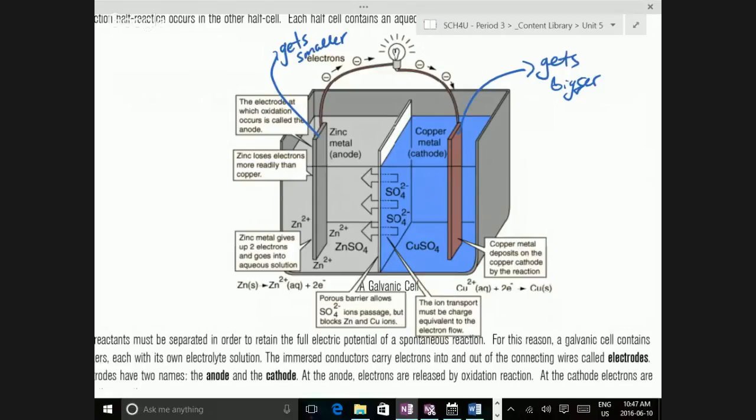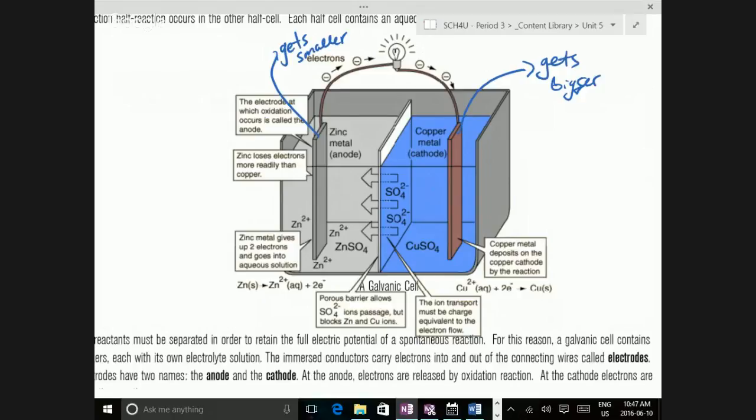so that it will allow sulfate ions to deposit on one side and remove from the other. Does that make sense? So this allows a constant flow of negative sulfate ions from this side where they're no longer needed to balance charge to this side where they now are needed to balance charge. And that's the setup of a cell.